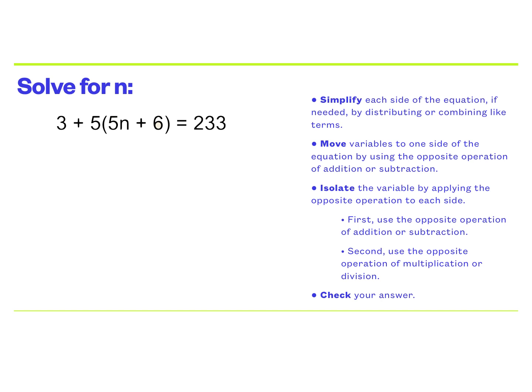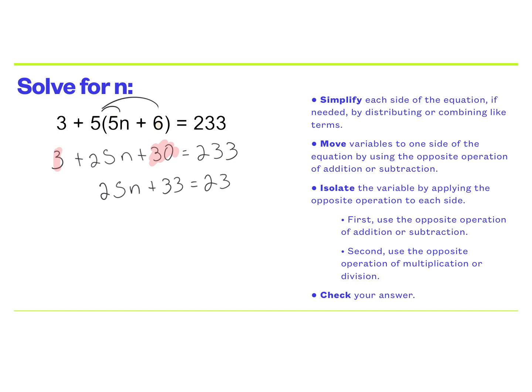The first thing you want to do is simplify. How do you simplify? You have to distribute that 5 into both of those terms. You get 3 plus 25n plus 30. Then that will equal 33. I will then go ahead and combine the 3 and the 30 on the left side, because that is simplifying, that is still combining like terms. So that becomes 25n plus 33 equals 33.